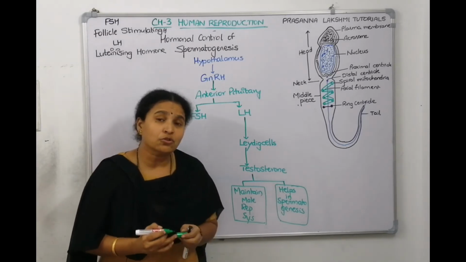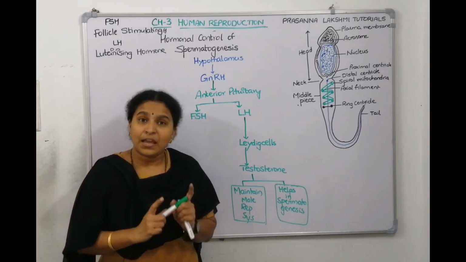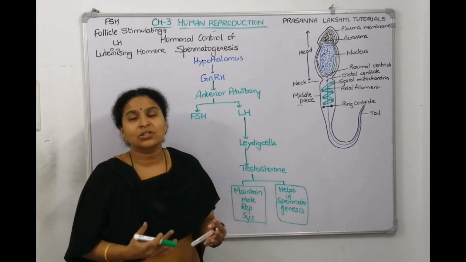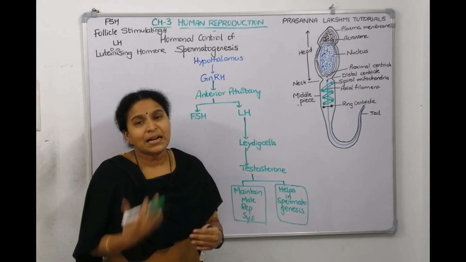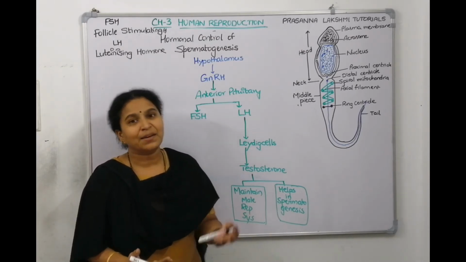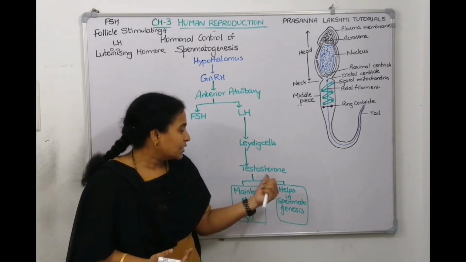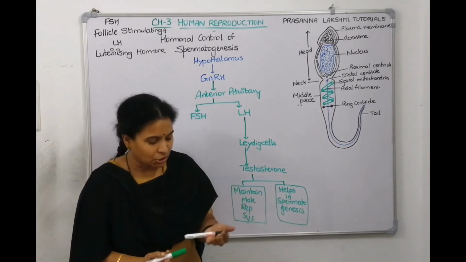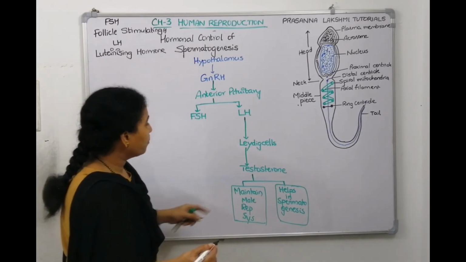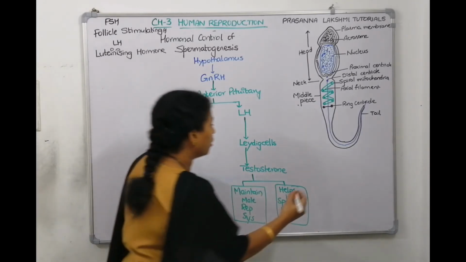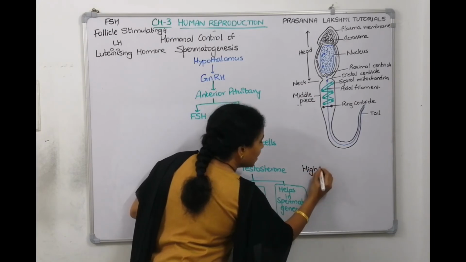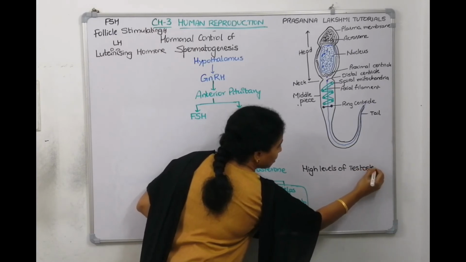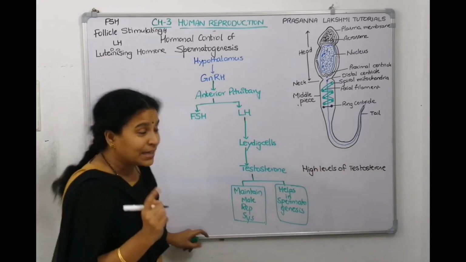Now, if the testosterone levels are going high, it's like if I just had my lunch and I'm not feeling hungry, then I can't eat, right? Even if you provide my favorite item, I still cannot eat it. In the same manner, if the testosterone levels are high, it can stop its own production. How will it stop its own production? High levels of testosterone have feedback inhibition.